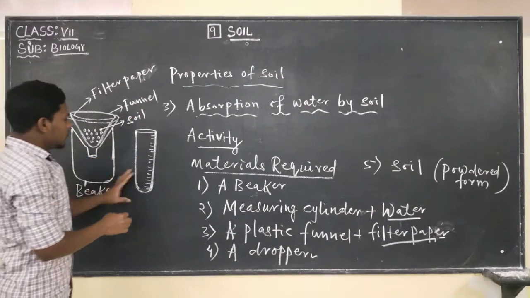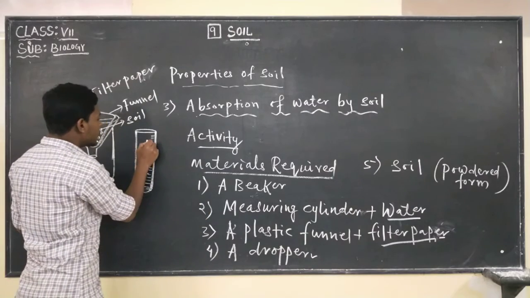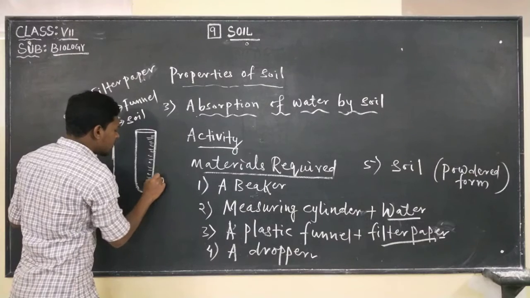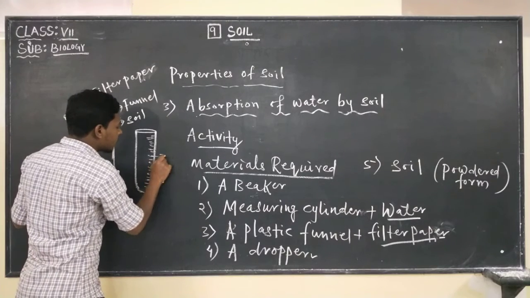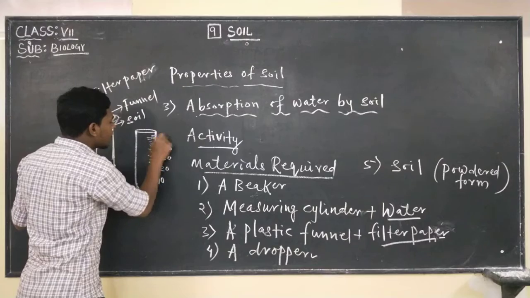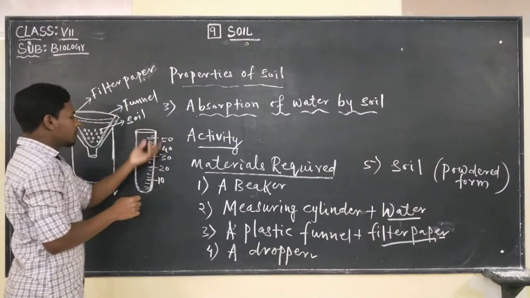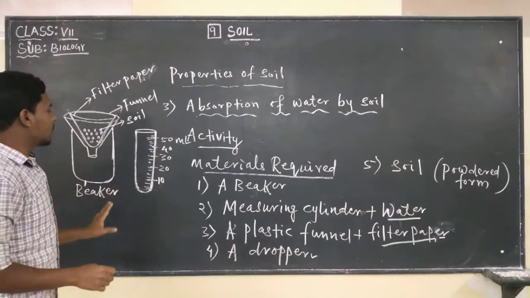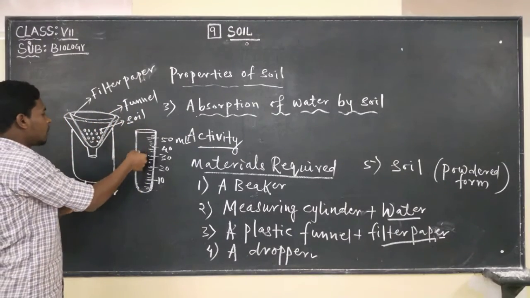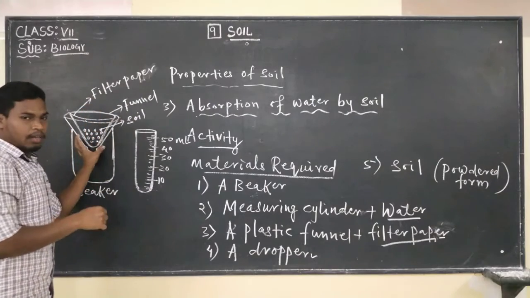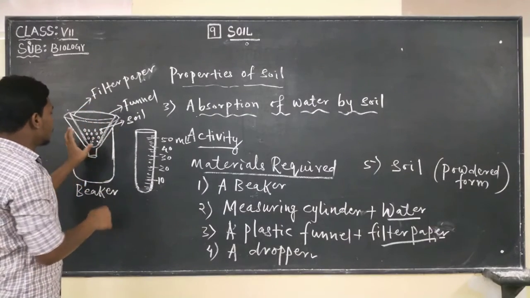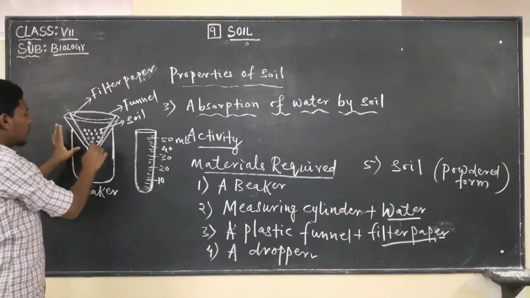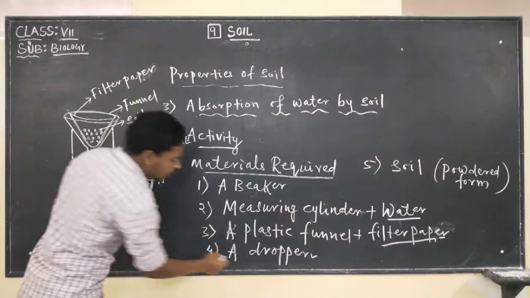Now in this measuring cylinder we have some amount of water. For example, this is 10, 20, 30, 40 and 50. We have 50 ml of water, and from this 50 ml of water we need to pour it into the funnel so that the soil will absorb the water. How will it absorb? Now by the help of a dropper.